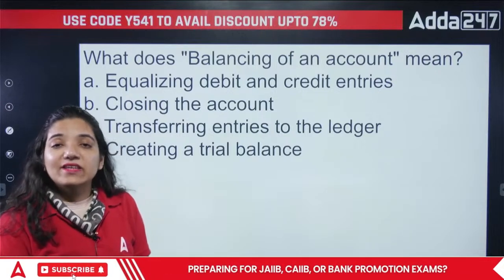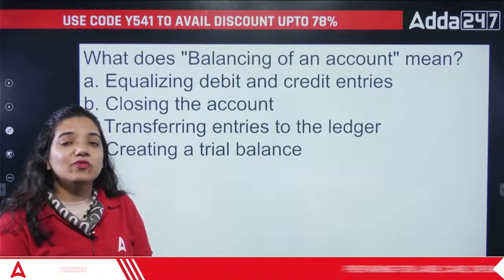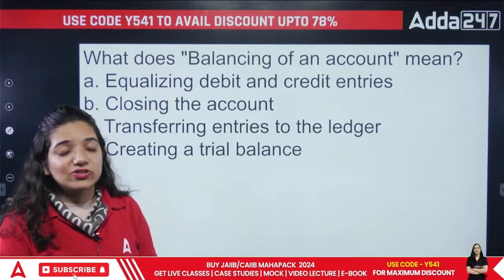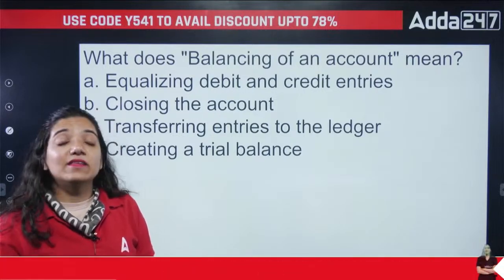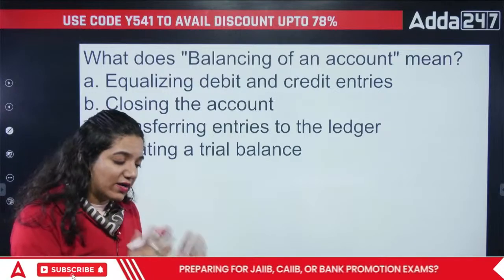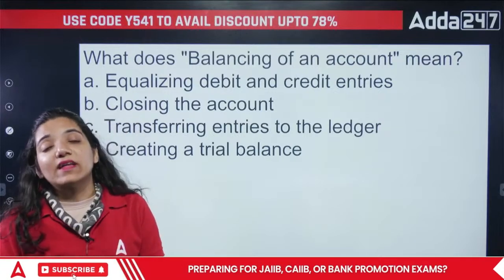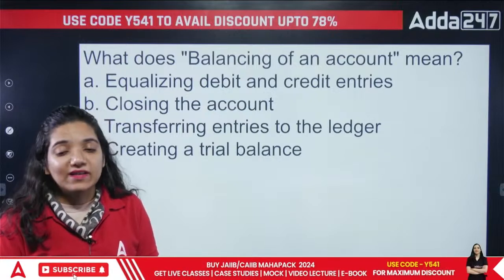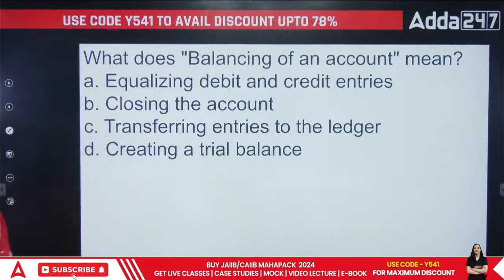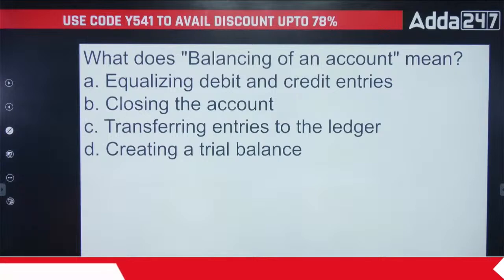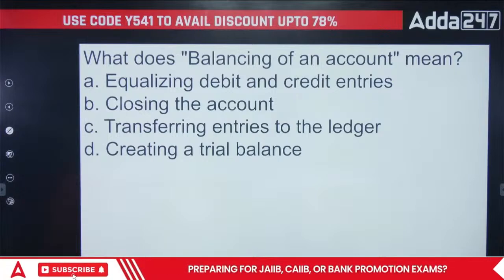Basically, what is given in our book? In our book, they have talked about journal, ledger, trial balance, balance sheet, and P&L. They have talked about all of these, how accounting begins and how the entire financial statements are finalized. So here comes the first question, everyone. What does the balancing of an account mean?